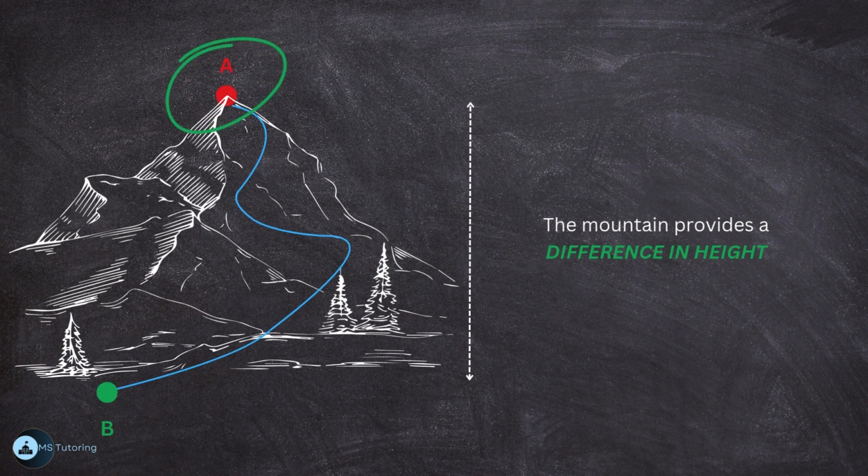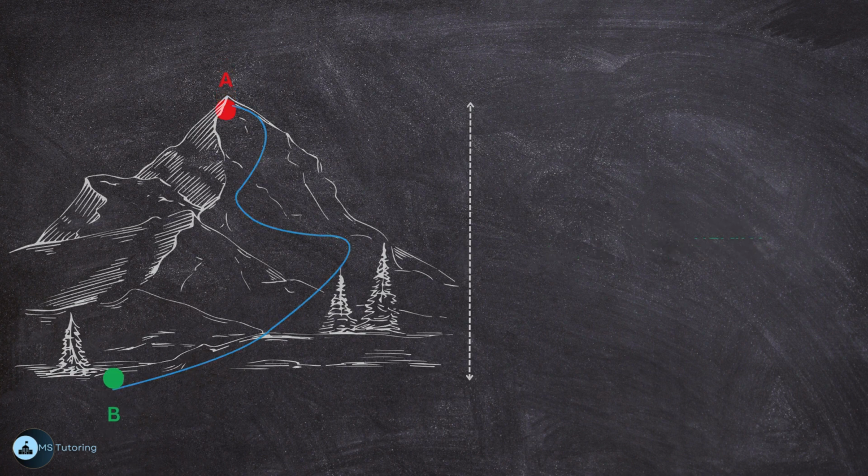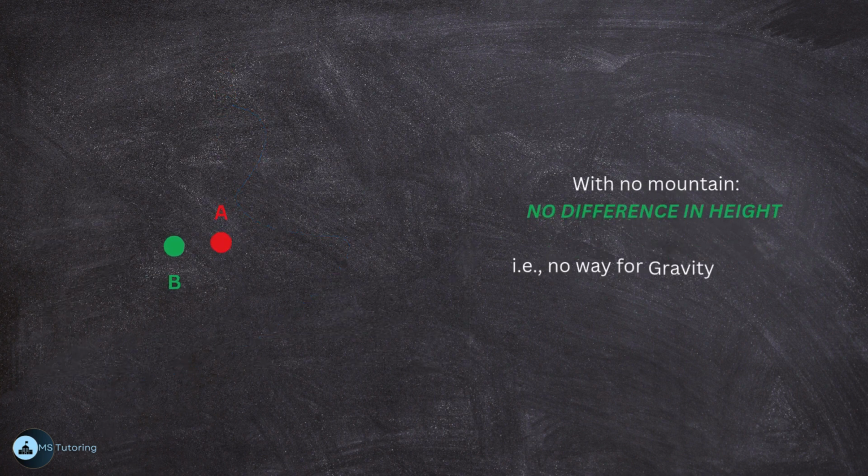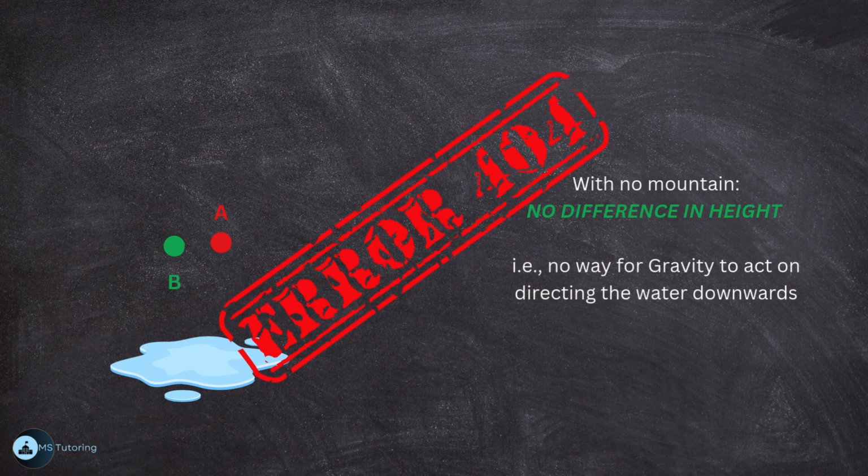Point A gets to have a higher altitude than point B only because there is a mountain between them. And without this mountain, points A and B would be level with one another, and there'd be no context for gravity to make any water move between those 2 points. So our fast-flowing river would be nothing more than a puddle.